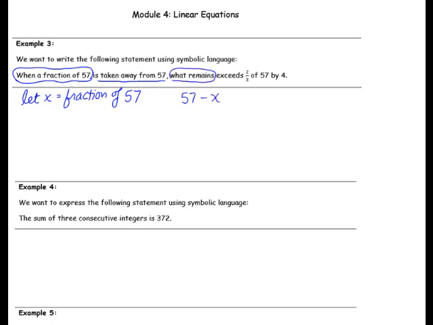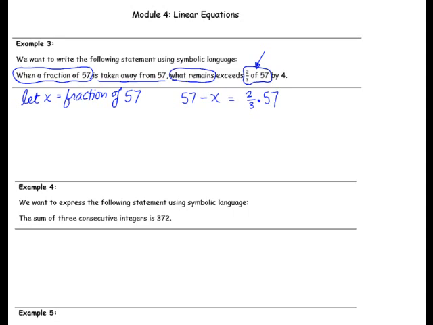What remains? That is our equal cue. What remains exceeds 2/3 of 57 by 4. Well, how would you write 2/3 of 57? Remember that of means to multiply. So we want 2/3 times 57.